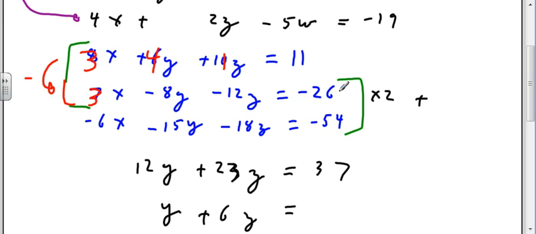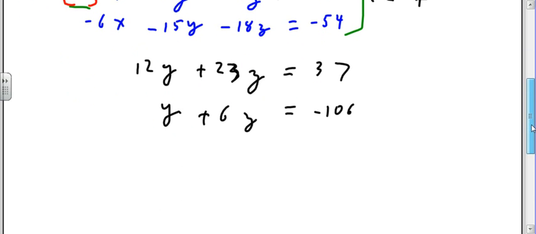Multiply by 2 and add. Alright, multiply by 2 and add. So 26 times 2 plus a 54 is a 106 with a minus sign in front of it. Minus 106. Alright. And then I can find that y is equal to minus 6z minus 106. I can put that back up here.